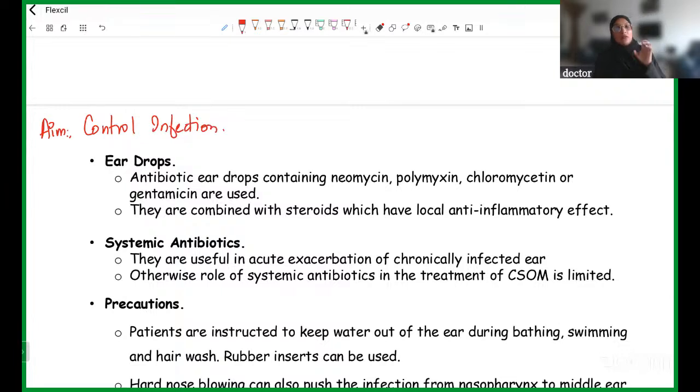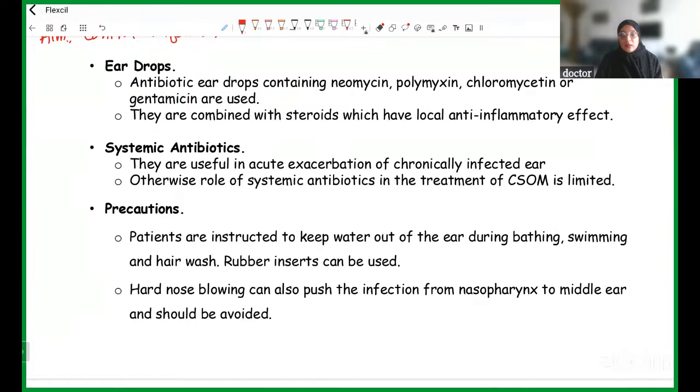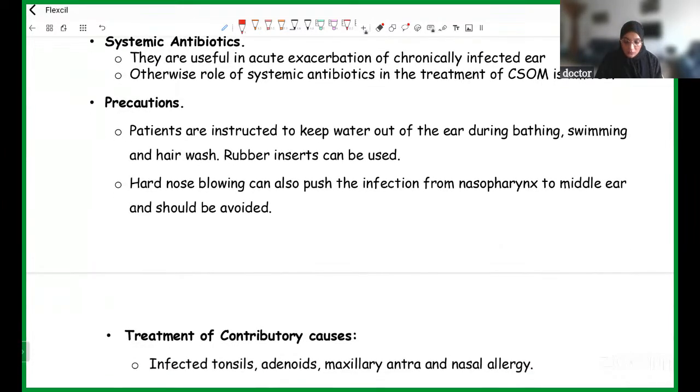Okay. And after you control infection, the second main aim is to eliminate the discharge. When you eliminate the discharge, you can hold the progression of the disease. So first of all, you can do an aural toilet. We say an ear toilet. You can give ear drops. You can give them systemic antibiotics. You can ask them to take certain precautions, right? And you can treat the other contributory causes.